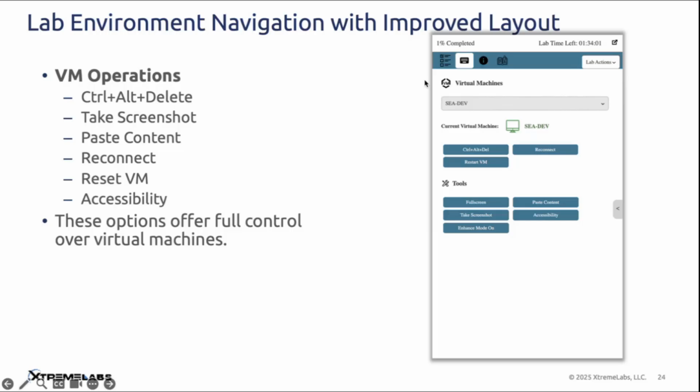In the VM operation tab, we provide full control over a virtual machine through these different options. So Control Alt Delete, reconnect option, restart VM option. Then there's the full screen option, paste content, take screenshot, accessibility options for invoking the narrator. Then changing the enhanced mode option, and you can also change the virtual machines from this menu.